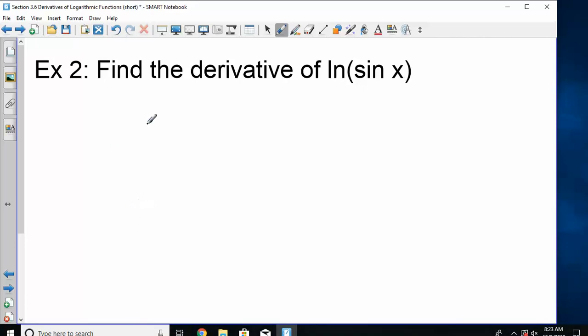So, if I wanted to do this derivative, the derivative of the natural log of sine x, what would we do? 1 over sine x times, chain rule here, derivative of sine is cosine. You get cosine over sine. What is that? Cotangent, good.